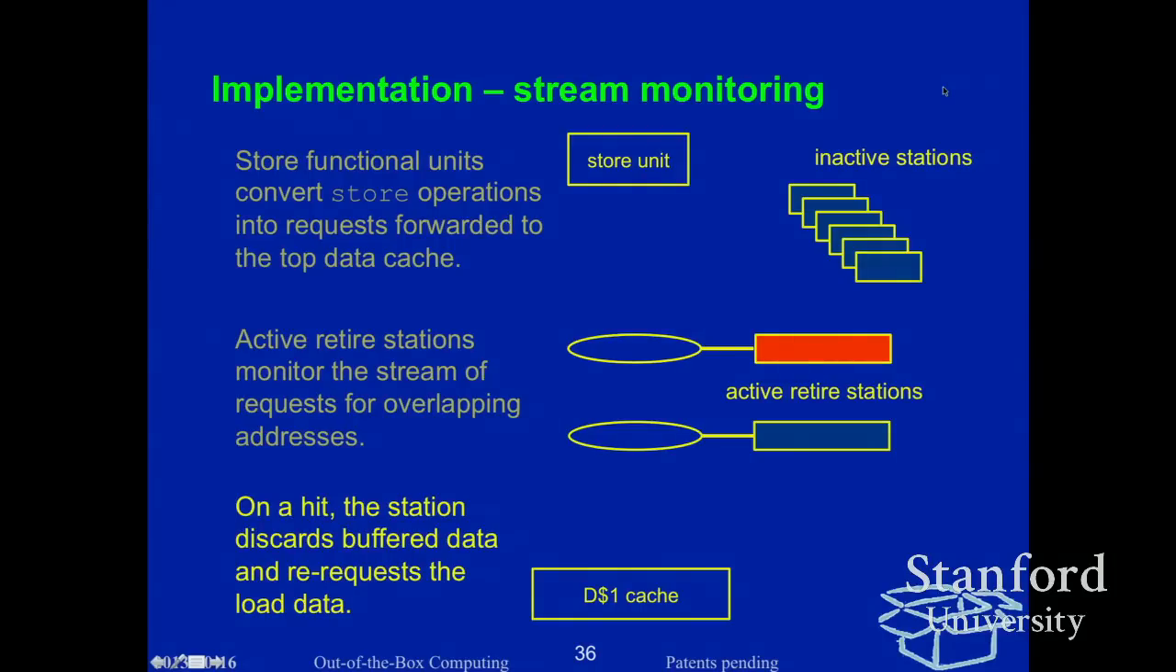Those of you who are familiar with the insides of the way load and store buffers work on a superscalar will know about monitoring store streams. This mechanism is essentially the same implementation, except that there are substantially fewer retire stations than there are load and store buffers. When it reissues a request, that request goes down to the D1, and the value will go back up to the retire station, which is now still monitoring and may in fact need to discard its data and re-request it yet again, if it's unlucky.